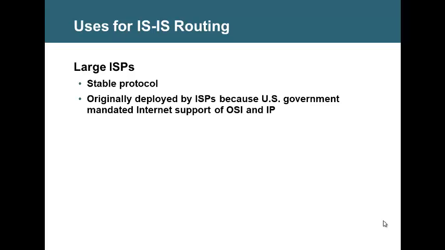So in later days, as it is written here, the US government forced ISIS to be altered to support OSI and IP. You understand? In order to support IP and OSI, ISIS was altered. Alteration was done to ISIS. So the version that we have is not the original version of ISIS. It's the modified IP version of ISIS.